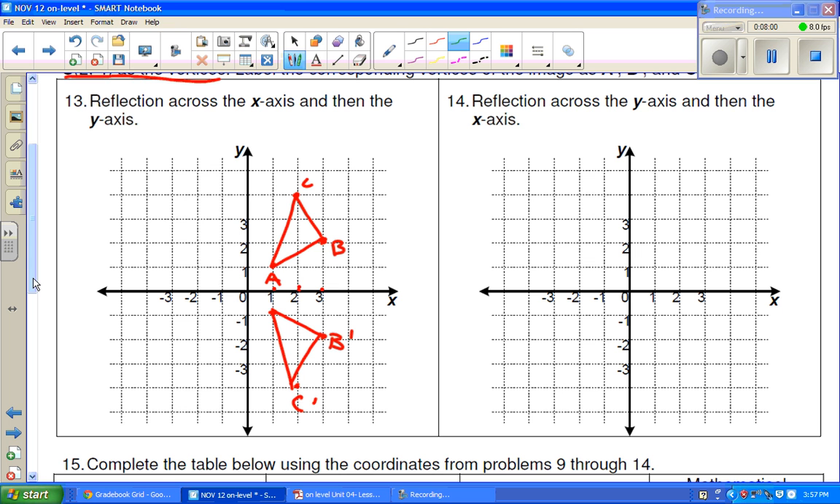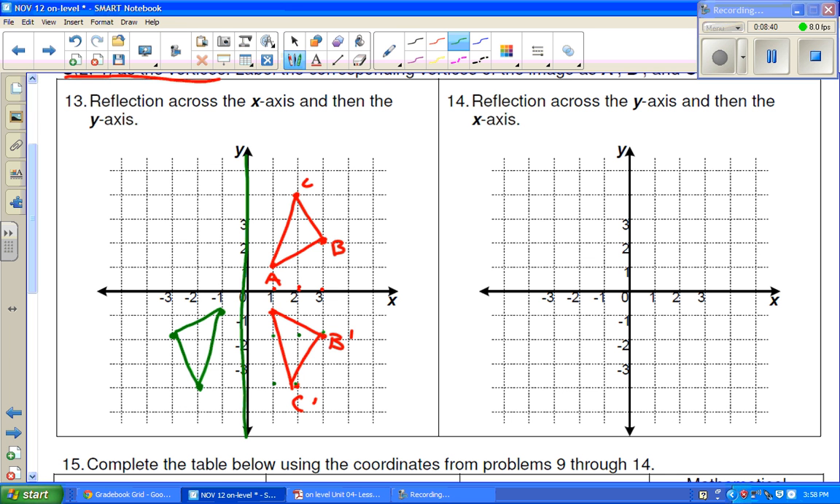Now, looking at A prime here, it's 1 away from the y-axis. So, to reflect it, we have to put it 1 away across the y. Looking at B, it's 1, 2, 3 away. Reflecting it across the y, which is our horizontal axis here, we're going to go 1, 2, 3, put a point. C, 1, 2 away, 1, 2. And now this is our new triangle being reflected again.